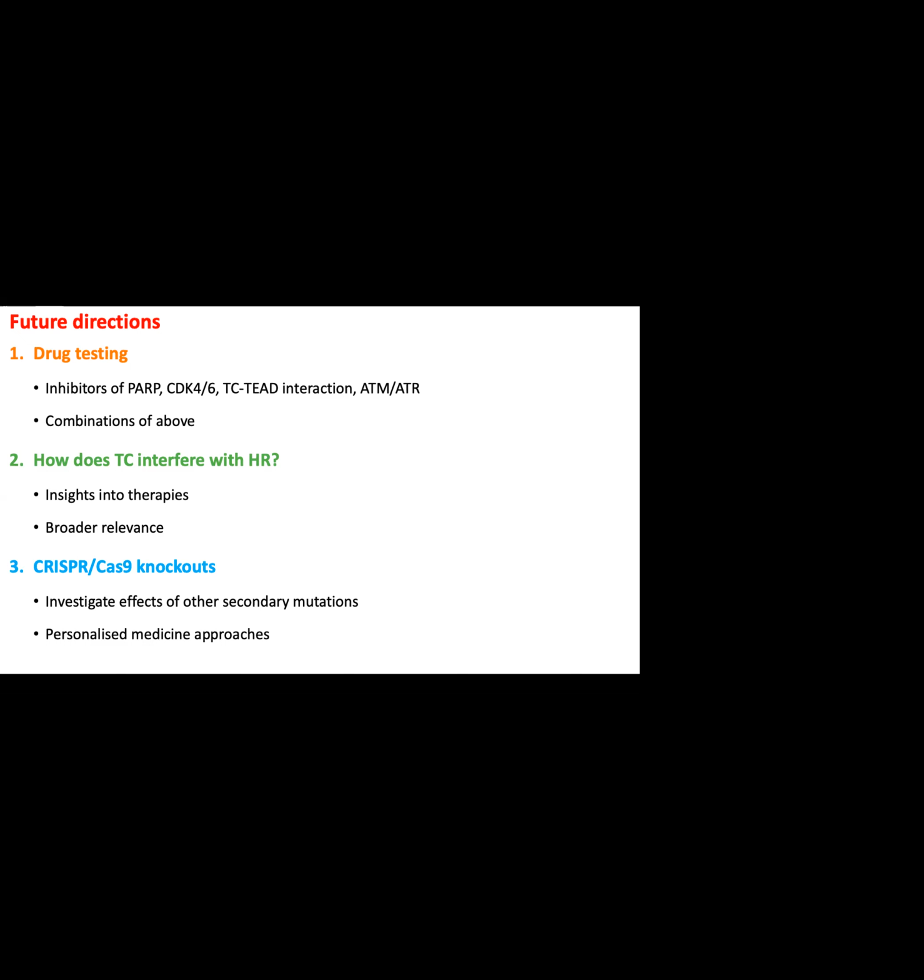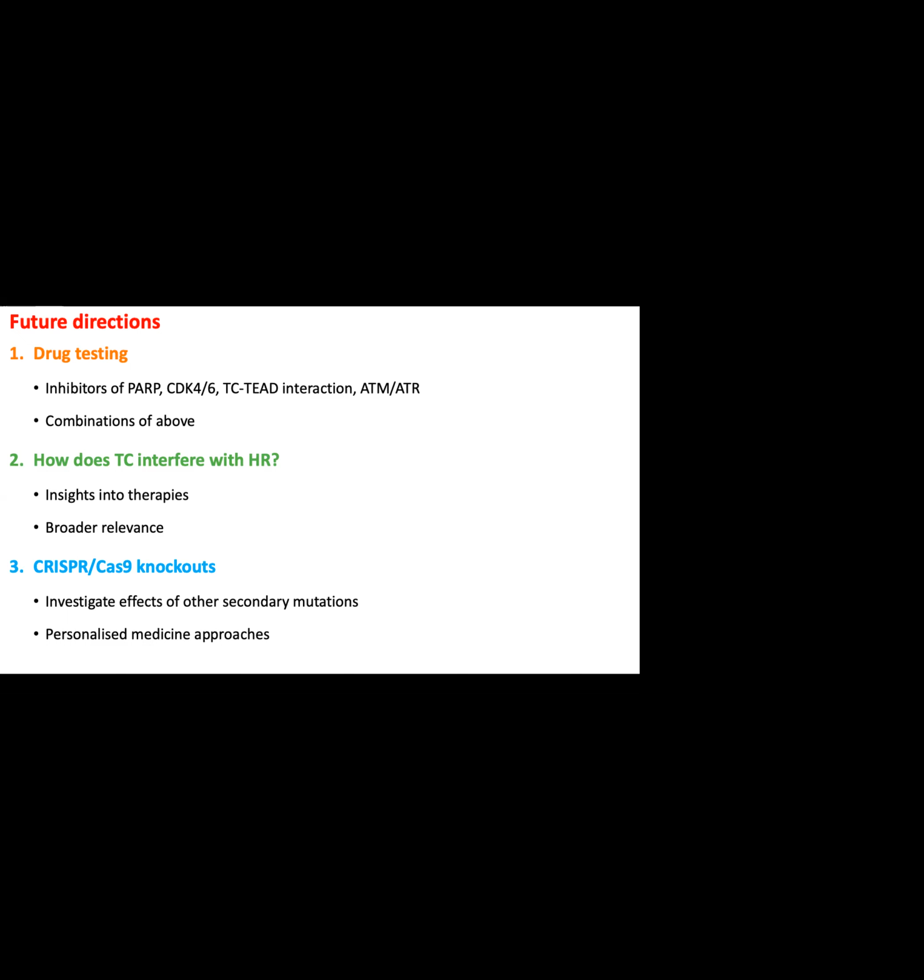Also, it would be interesting to find out how TAS-CAMTA1 interferes with the homologous recombination pathway. This could be something to do with the protein itself getting in the way of the homologous recombination proteins, or binding to them. We're unsure about that, but if we did find out, then this could provide insights into potentially useful therapies.